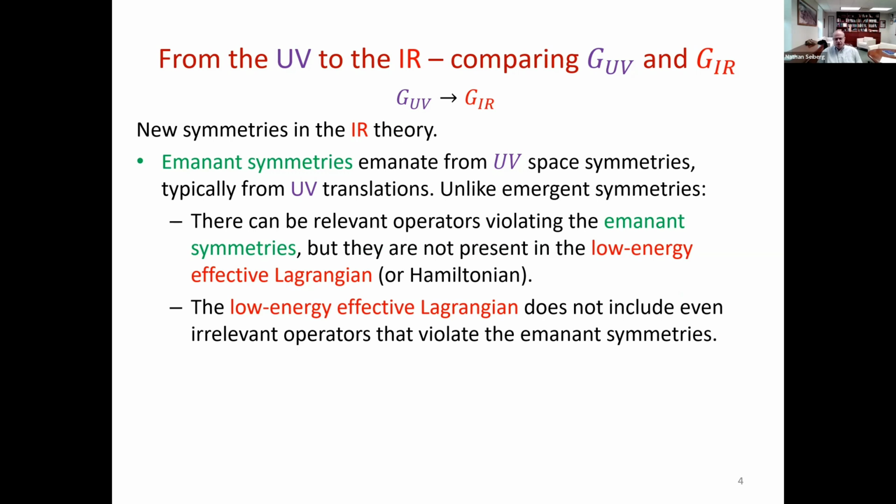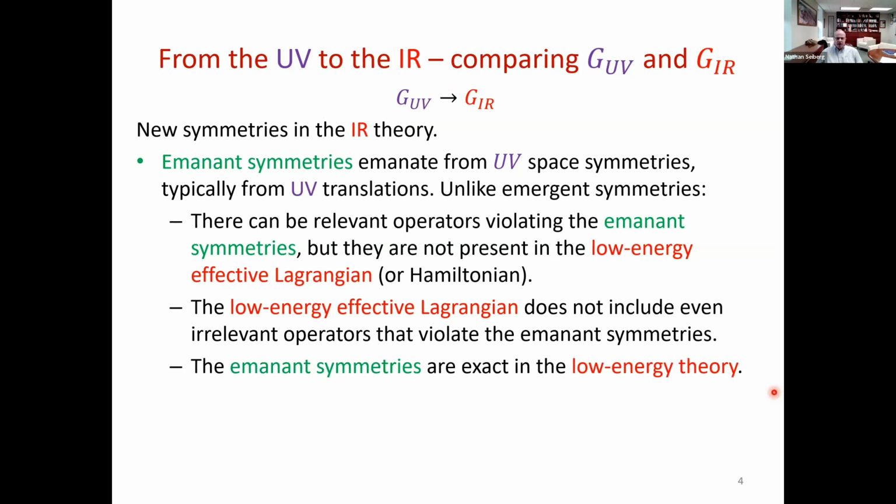So if we perform experiments at low energy, we only limit ourselves to low momentum, low energies, finite number of operators, etc., we might conclude that that symmetry is exact, even though it's not present in the UV. So unlike the emergent symmetries, the emanant symmetries, symmetries that do not exist in the UV, are not part of G_UV, they are in G_IR, and they are exact.